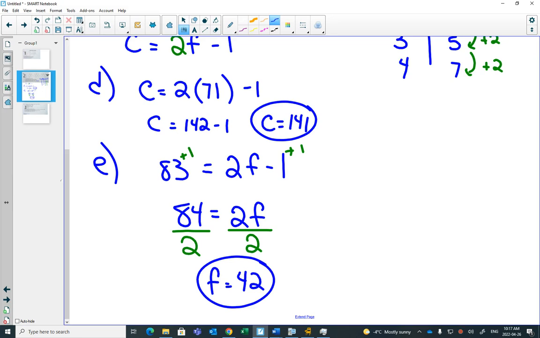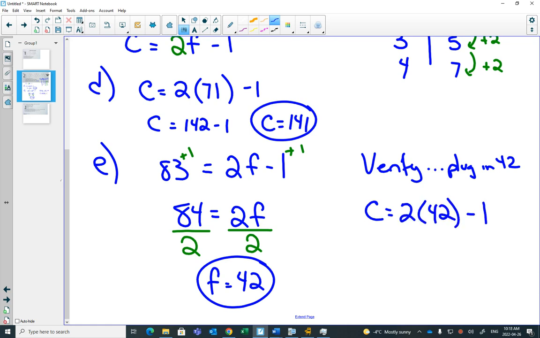How would you verify? Because this question says verify. You'd have to plug in 42, see if it works. 2 times 42 minus 1 is 84 minus 1 is 83. Check mark. It works.